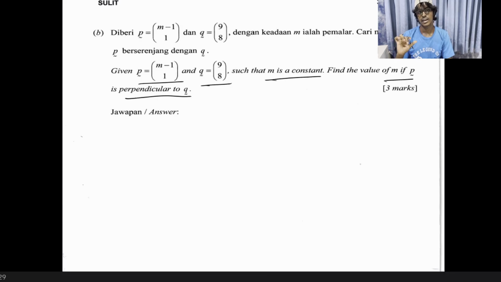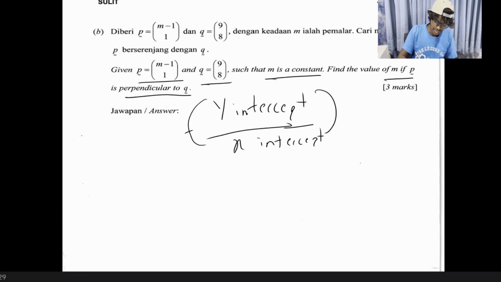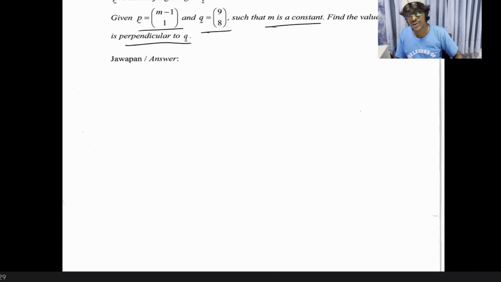How do we find a gradient? For a gradient, you take the y-intercept and divide it by your x-intercept. Am I right? As for vectors, it's in a simpler way. Basically, this is x and this is y. What we're going to do is just put y over x, and that is your gradient. It's hard to understand, but just follow as I go.